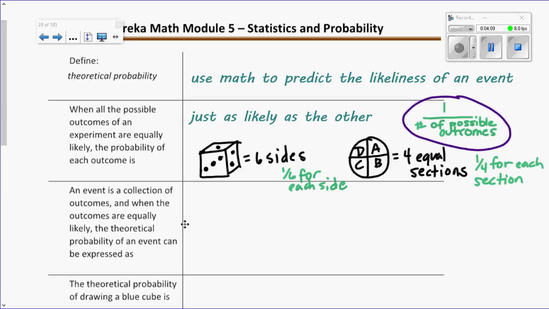Okay, an event is a collection of outcomes, and when the outcomes are equally likely, the theoretical probability of an event can be expressed as, we're going to call this favorable over, again, number of possible outcomes.